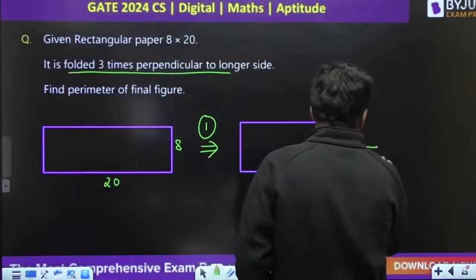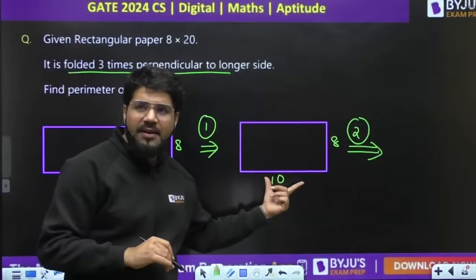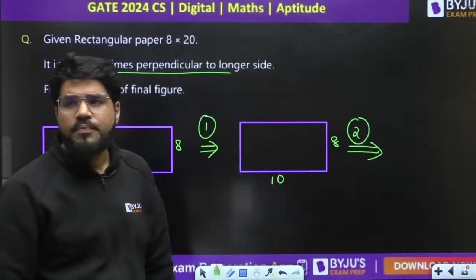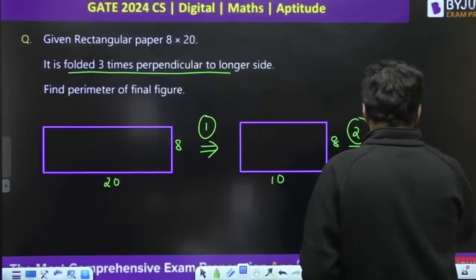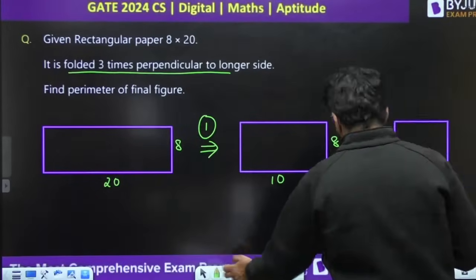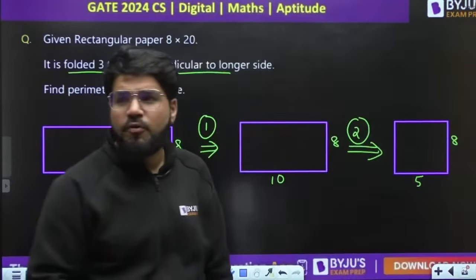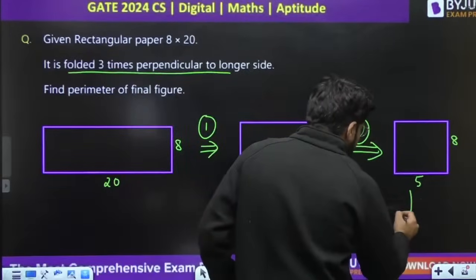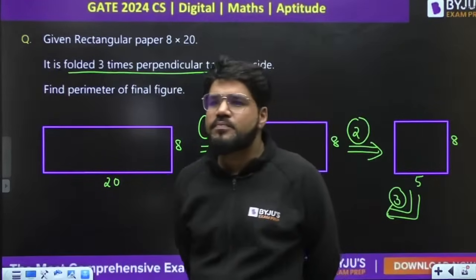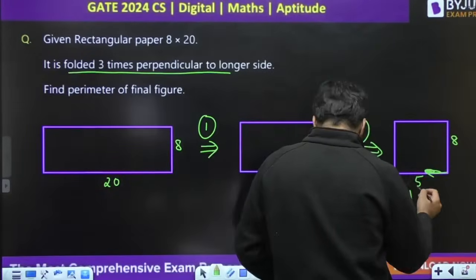Now give it the second fold. Every time it is folded perpendicular to the longer side. So still the longer side is 10, and perpendicular to it, so folded along 8. In the next instance, it becomes 8 and this becomes 5, because again this became half. Now in the third fold, very important, 8 becomes the longer side. So it is going to be folded perpendicular to the 8, that is along this.